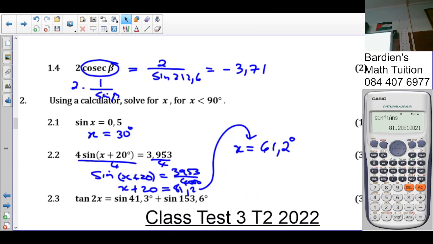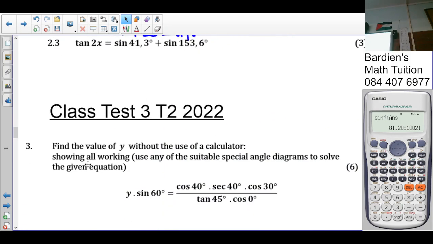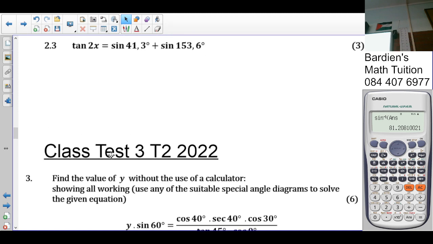The next one. The next question, you see this, I could have just punched it in the calculator there. So it's going to be tan 2x is equal to sine 41.3 plus sine 153.6, which gives you 1,104.